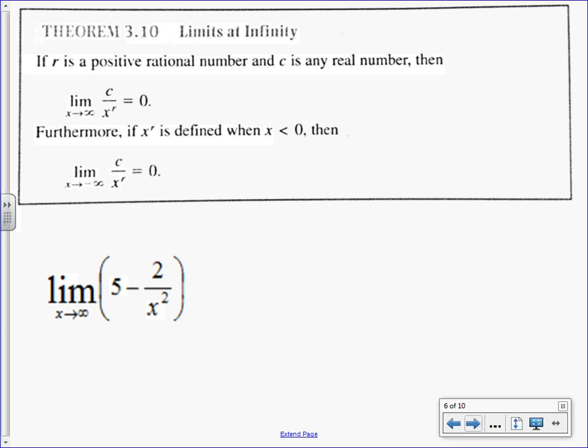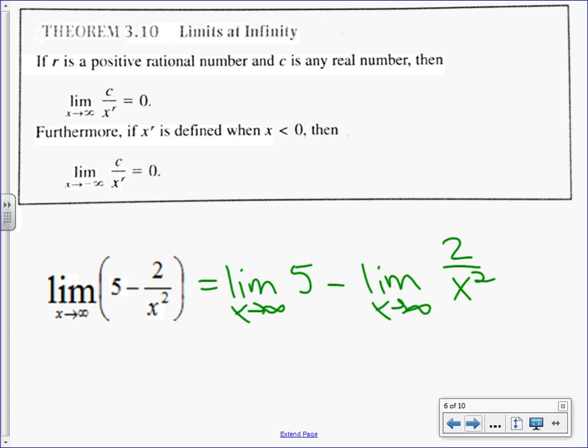Okay, so what we can do is we can break this up, okay? We're subtracting two functions. So remember, this is the same as taking the limit as x approaches infinity of 5 minus the limit as x approaches infinity of 2 over x squared. What's the limit as x approaches infinity of 5? 5. Minus, what's the limit as x approaches infinity of 2 over x squared? 0. So this is 5.